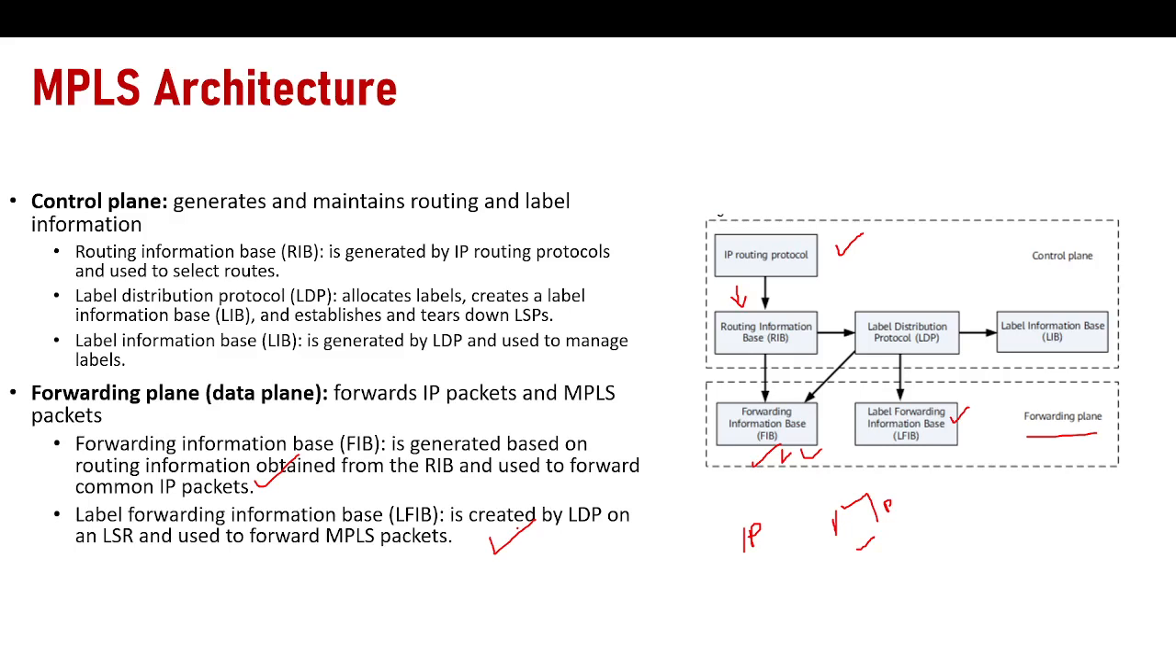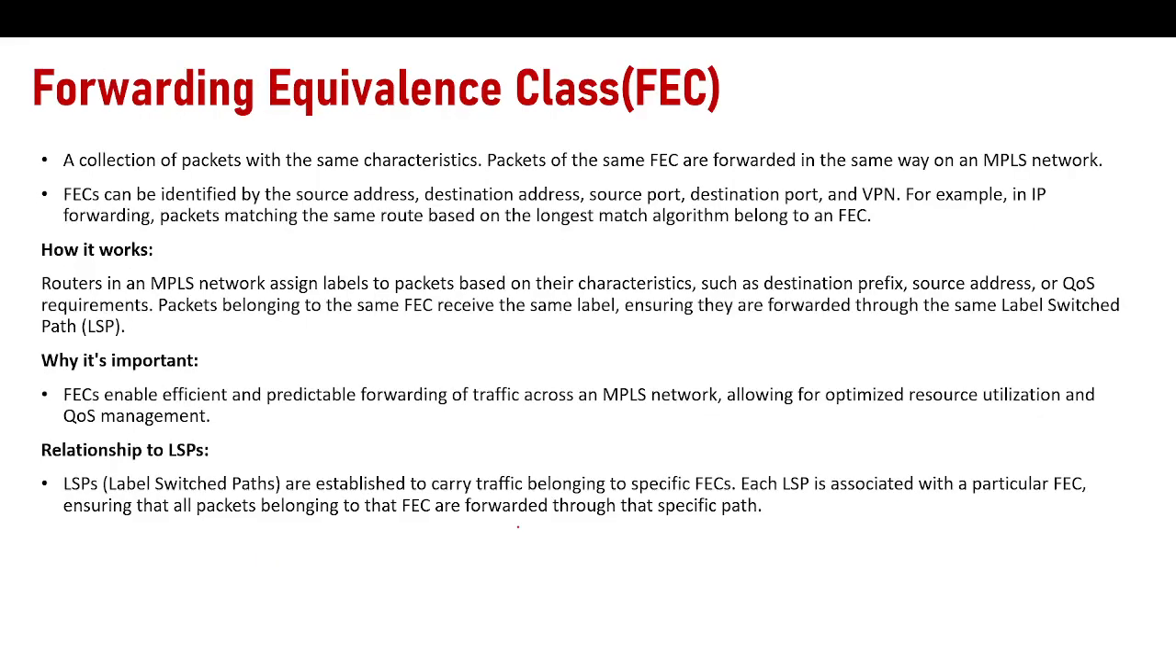So that is how MPLS is able to handle the control plane and the forwarding plane when it's processing the packets. Then we have the forwarding equivalence class, FEC. So FEC is just a collection of packets with the same characteristics. Same characteristics could be the packets that are coming from the same source and they are going to the same destination. Yes, someone has a comment?